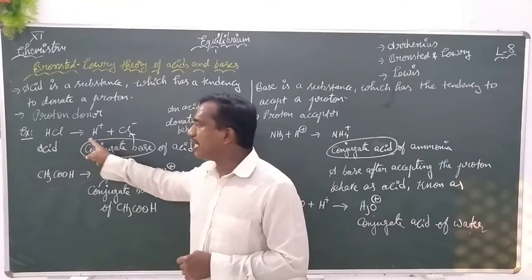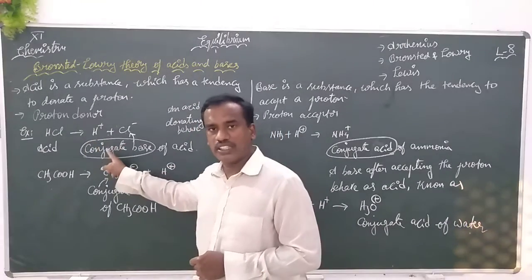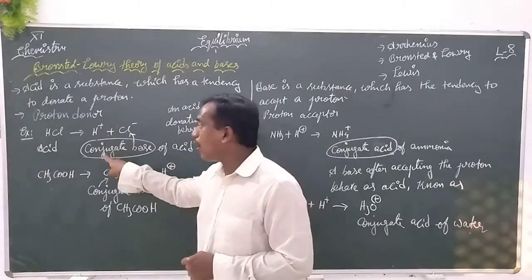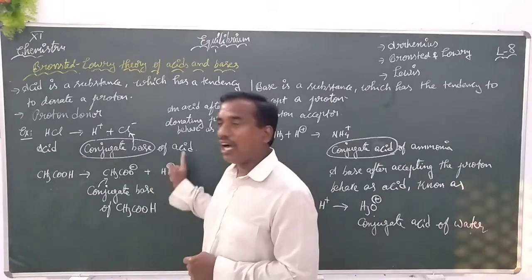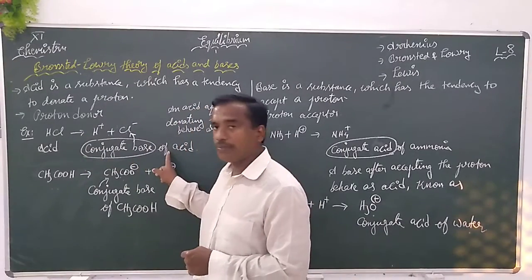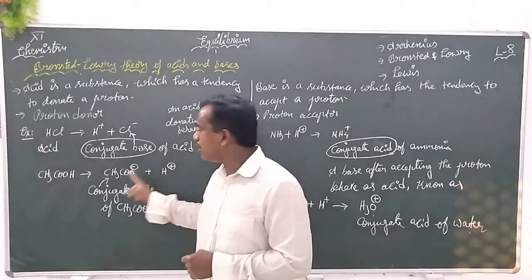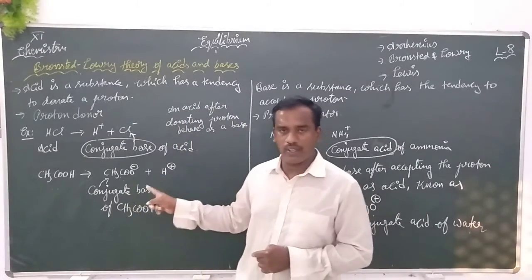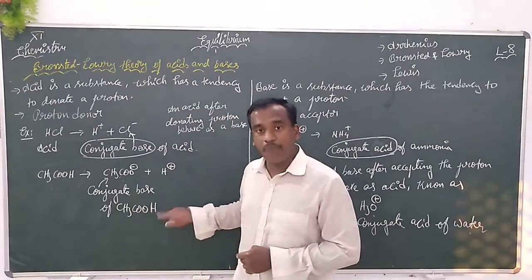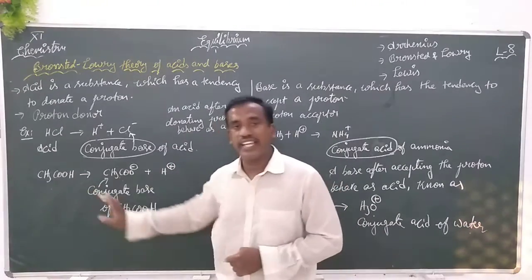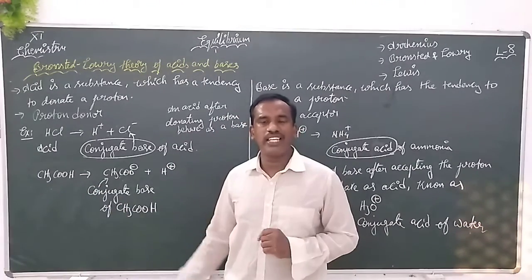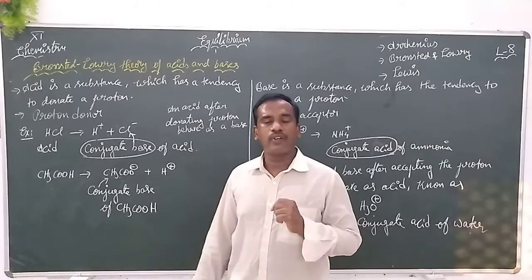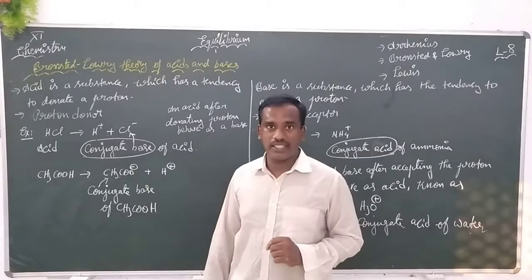So if you see, HCl after dissociating into ions will produce H plus and the Cl minus ion. Now I am calling the Cl minus the conjugate base of HCl, produced from the HCl. If you take acetic acid, CH3COO minus, which is a negatively charged ion, we call a conjugate base of the acetic acid. So a new word is there: the negatively charged particle that is produced by the acid on dissociation, we call it the conjugate base.